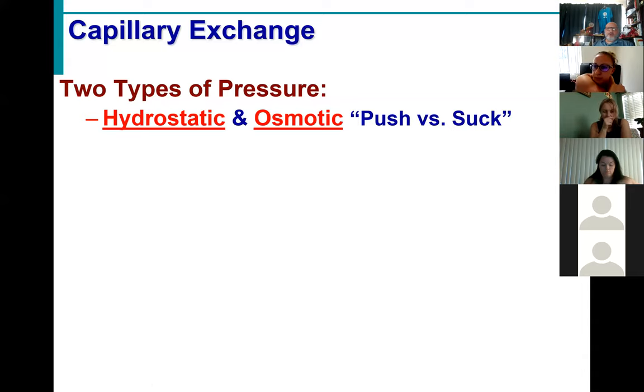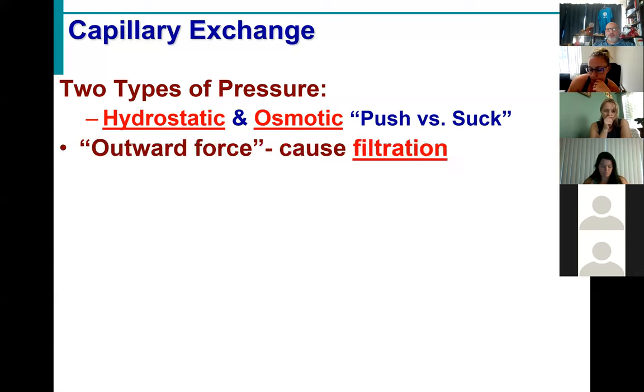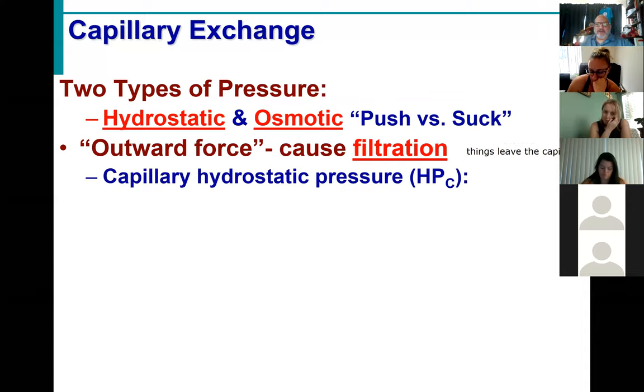Right, and again, your book uses these eloquent terms, push and suck. Hydrostatic pushes the water away. Osmotic sucks the water towards it. So if you like that, I think outward and inward makes better sense. Each hydrostatic is pushing away. Each osmotic is pulling towards it. Outward forces cause filtration, cause things to leave the capillary. And inward forces cause things to enter the capillary.